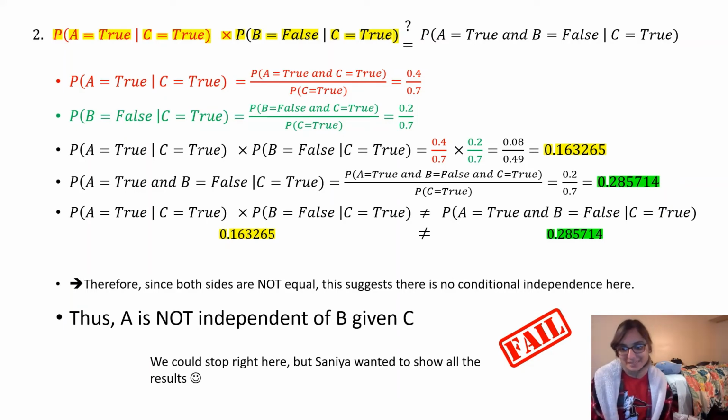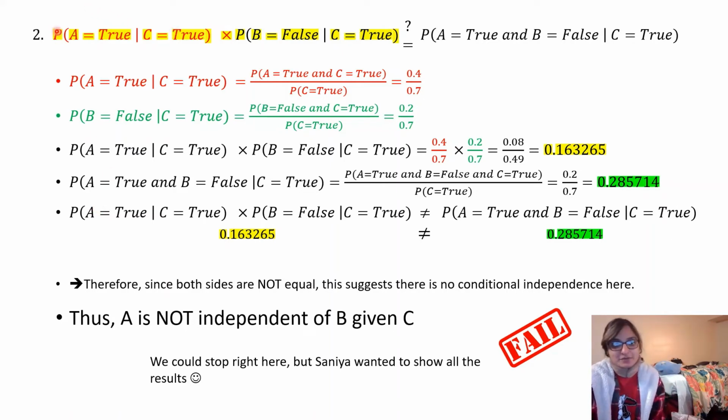So while we could have stopped right now, because we already found a situation that shows us that A is not independent of B given C, which again is the same thing as saying B is not independent of A given C, I just wanted to show you all 8 examples, just in case, so that we can go over the probability concepts. But in reality, just one example out of the 8 where it failed and you're done.